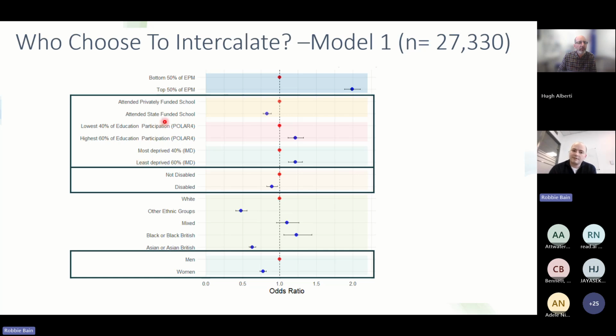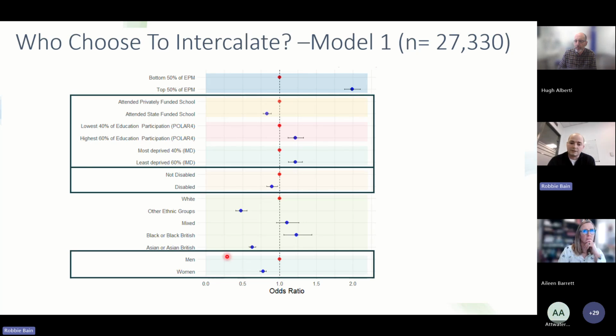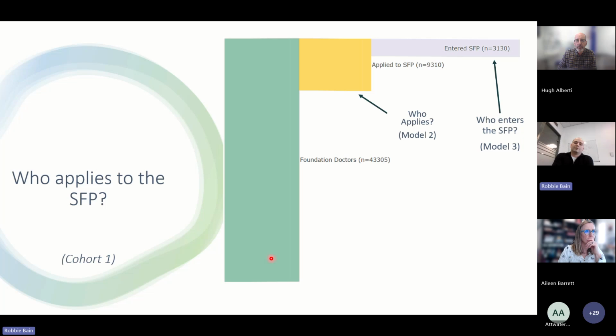Say, for example, if you went to a state-funded school, you're less likely to intercalate than someone from a privately funded school. Similarly, if you are from a more socioeconomically deprived background, you are less likely to intercalate. And those who are disabled are also less likely to intercalate. And unfortunately, the theme that we see throughout all of our data is that women were significantly less likely to intercalate than men.